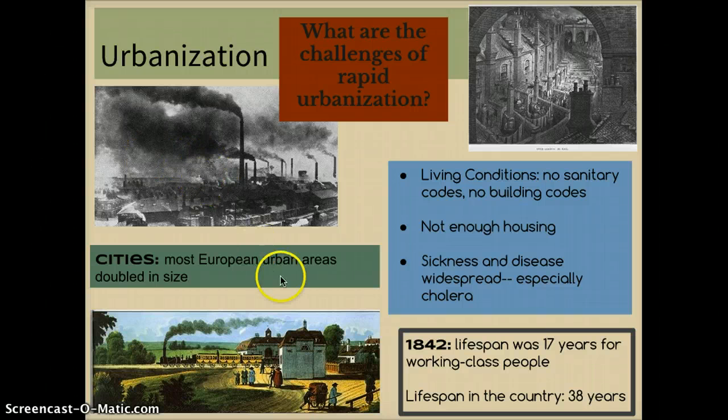So a British study, a governmental study in 1842, found that the average lifespan for working class people in the cities was 17 years of age. Compared at the same time, those living in the country had the average lifespan of 38 years. So you can see the toll urbanization takes and the working conditions take on people.